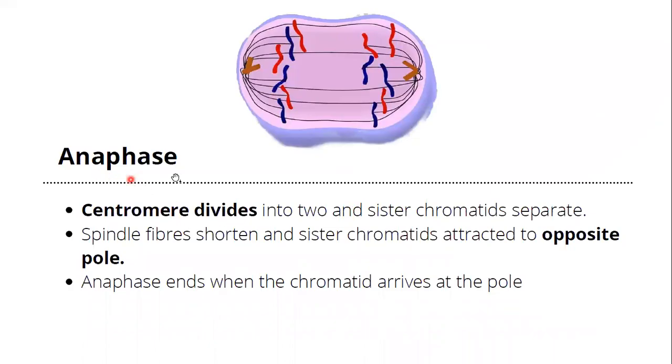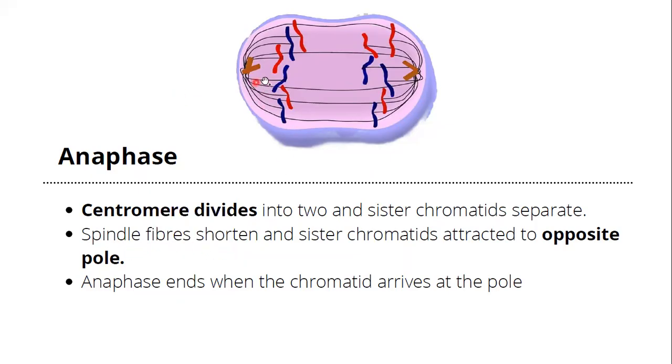Okay, next, moving on to anaphase. The centromere is going to divide into two, and then the sister chromatids are going to separate. Remember just now they looked like an X shape. Now they separate at the centromeres at the center, so they become like just one string or one thread here. So this is still a chromosome, but they are no longer sister chromatids. So they separate at the centromeres, and then the spindle fiber is going to shorten.